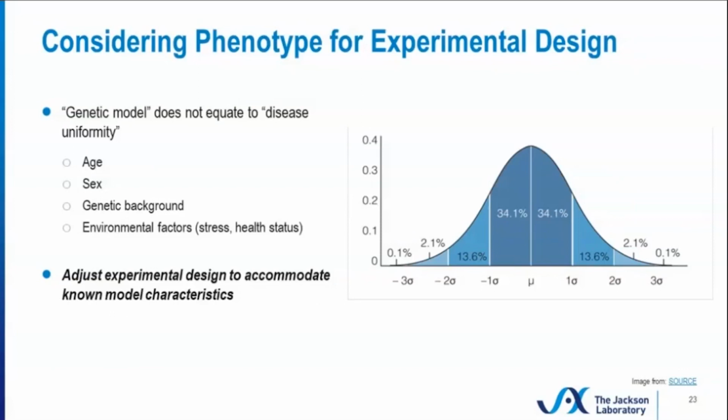Things like age, sex, genetic background, and environmental factors can all affect the phenotype. And sometimes the mice might not even show the phenotype that you are planning to see. So it's always a good idea to keep these things in mind when you're planning your mice experiments.